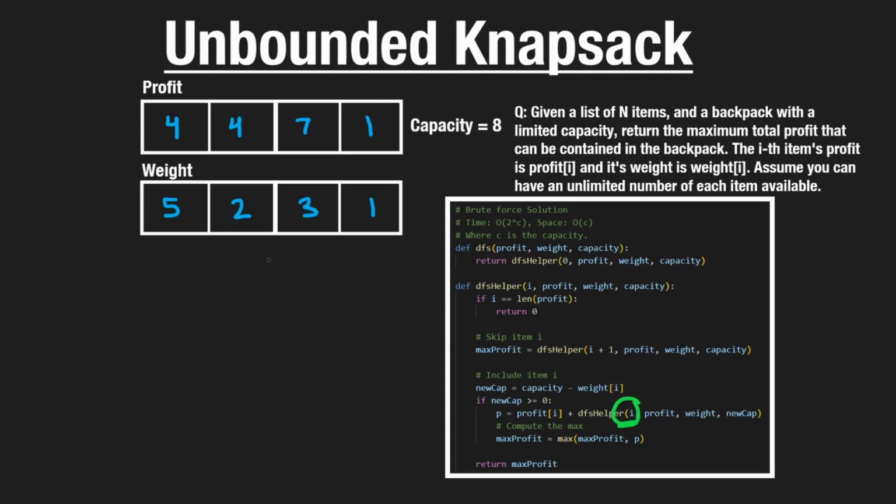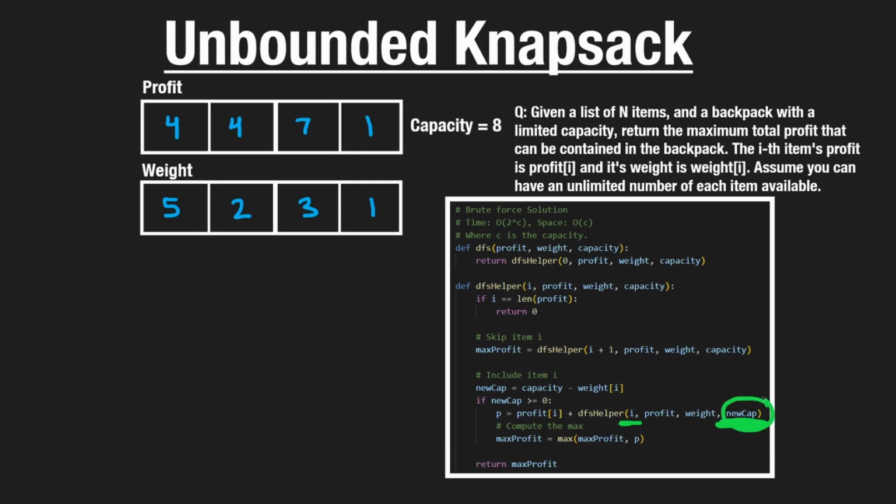Originally, for 0-1 knapsack, we passed in I plus 1 over here because we knew that if we included the first item, we can't include it again, so we should pass in I plus 1 as the parameter. But this is where things are different with Unbounded Knapsack. We can keep including this item if we want to, as long as we have enough capacity. So we're passing in I here, but you do have to make sure to pass in the new capacity.